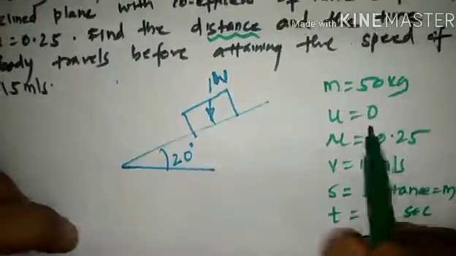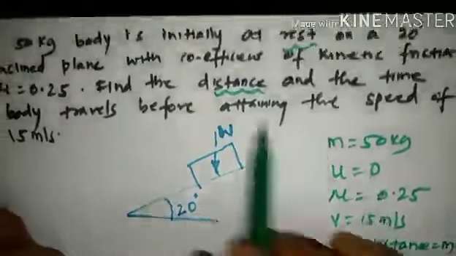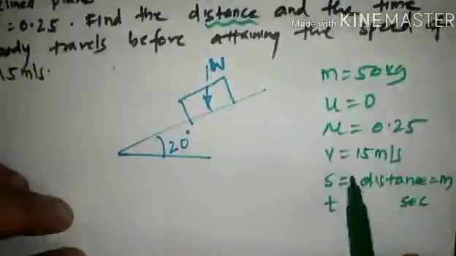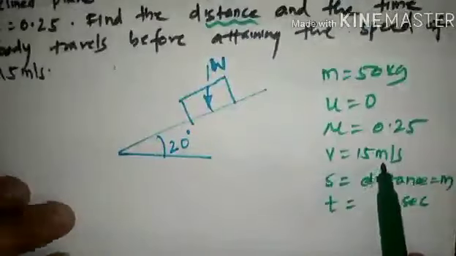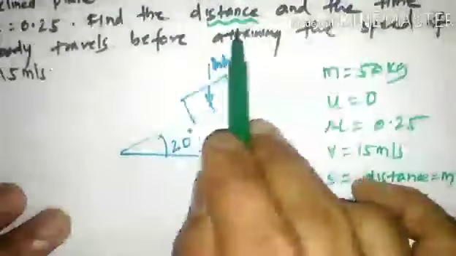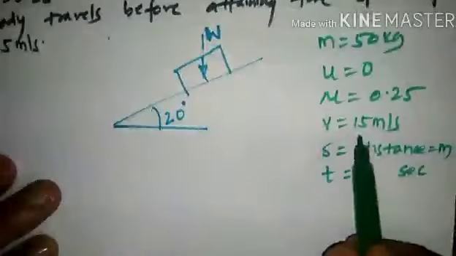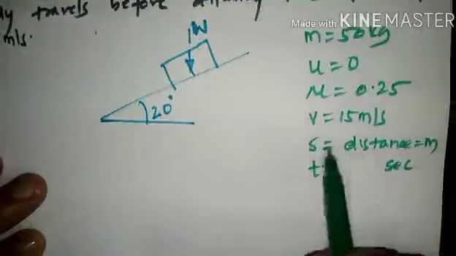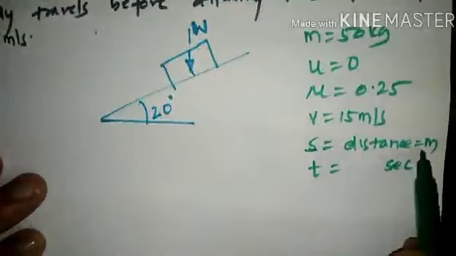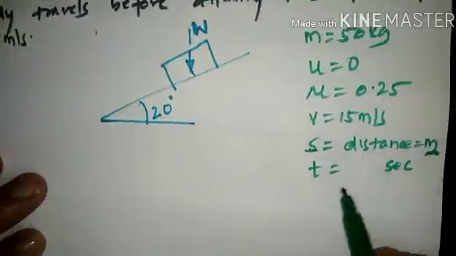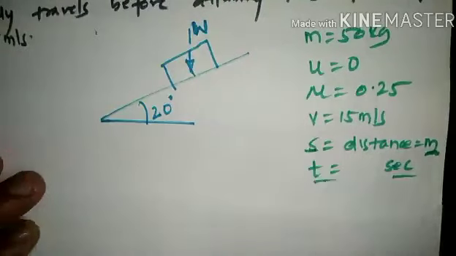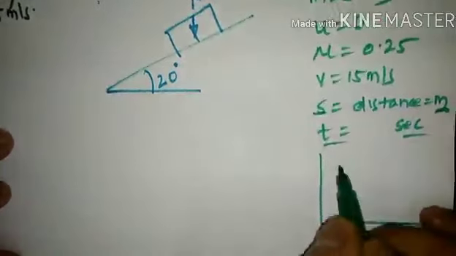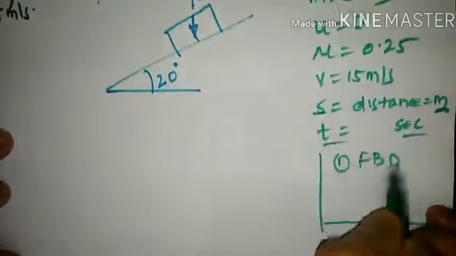Now before proceeding, initial velocity is taken as 0 because it has been mentioned that the body is at rest. Then final velocity has been considered as 15 meter per second because we are going to find out the distance and the time interval at a final velocity of 15 meter per second, and the distance traveled has been represented as s, whose unit will be in terms of meter, and time interval whose unit will be in terms of second. So steps involved are, first we need to draw the free body diagram.